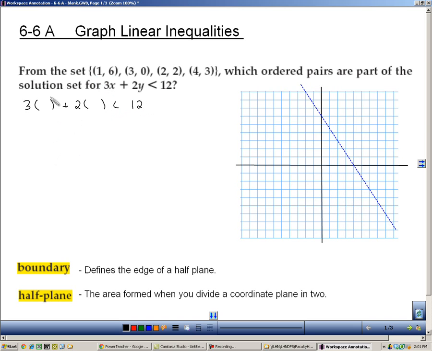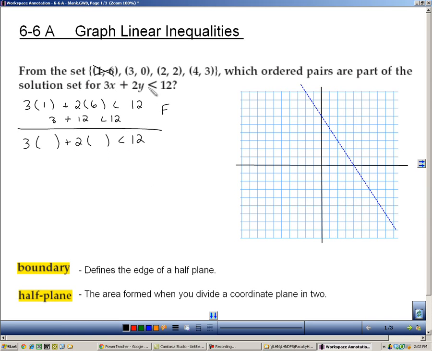First we'll do (1, 6). So 3 times 1 is 3, plus 12, is that less than 12? Is that a true or false statement? Well, it's not. 3 plus 12 is 15. That's not less than 12. So (1, 6) is not a point that is a solution.